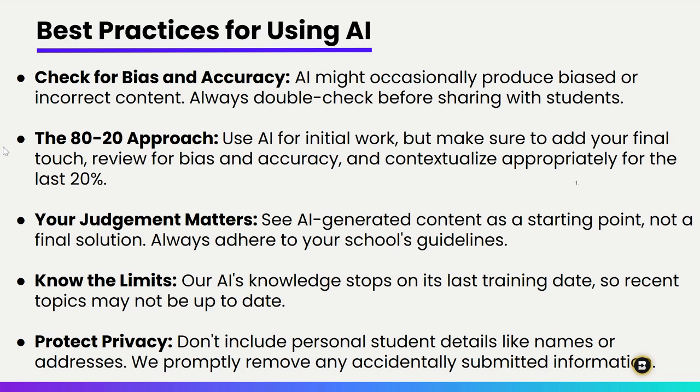The next one, the 80-20 approach, maybe even a 70-30 approach. You can think about using AI for your initial work, but make sure to add your final touch, maybe add your modifications, however you want to change it, and review for bias and accuracy and contextualize appropriately for the last 20%. So make sure it's coming from your voice.